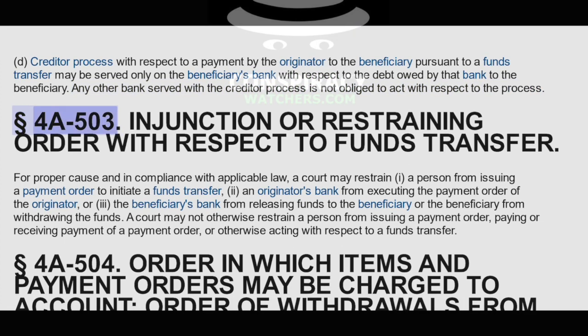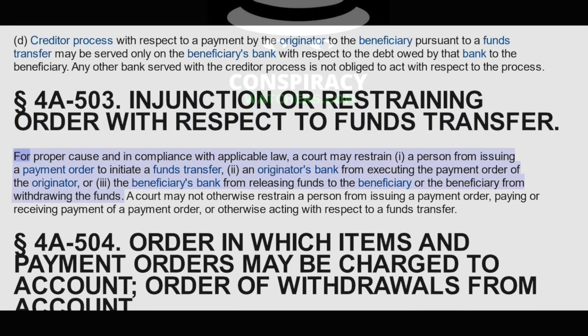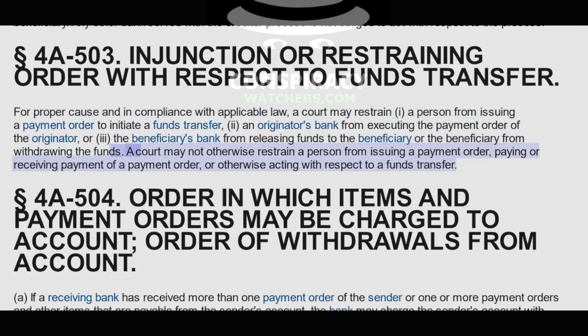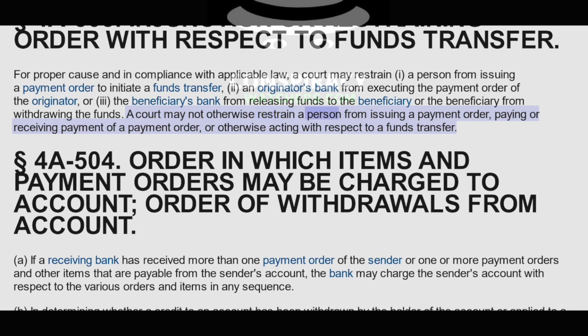Section 4A503. Injunction or restraining order with respect to funds transfer. For proper cause and in compliance with applicable law, a court may restrain a person from issuing a payment order to initiate a funds transfer, an originator's bank from executing the payment order of the originator, or the beneficiary's bank from releasing funds to the beneficiary or the beneficiary from withdrawing the funds. A court may not otherwise restrain a person from issuing a payment order, paying or receiving payment of a payment order, or otherwise acting with respect to a funds transfer.